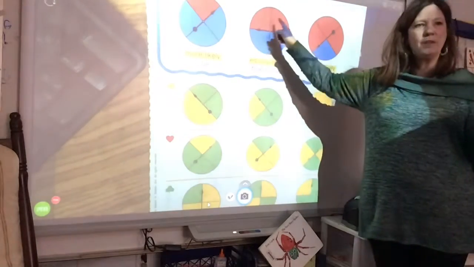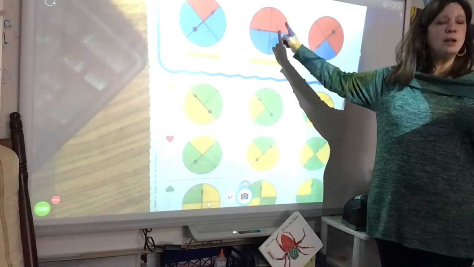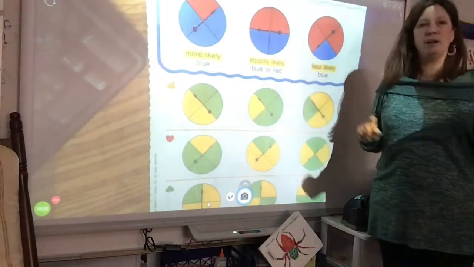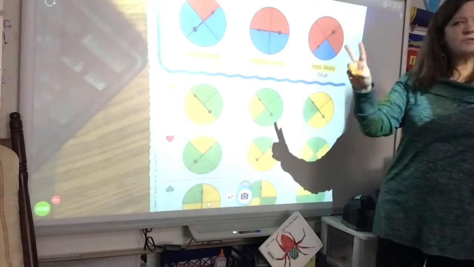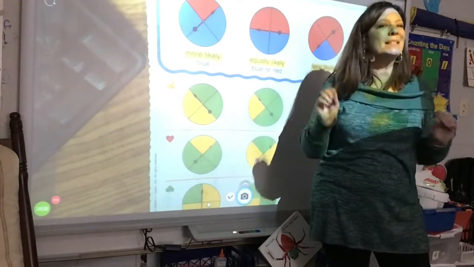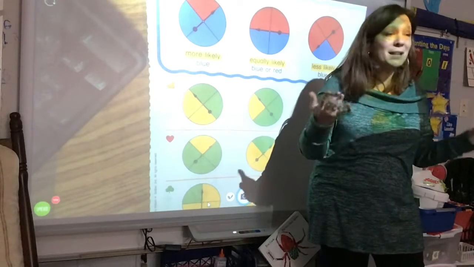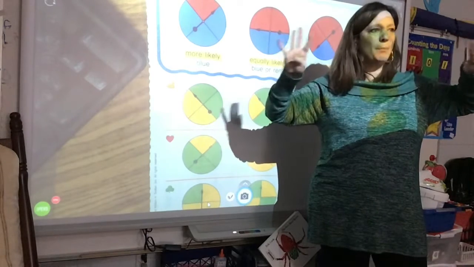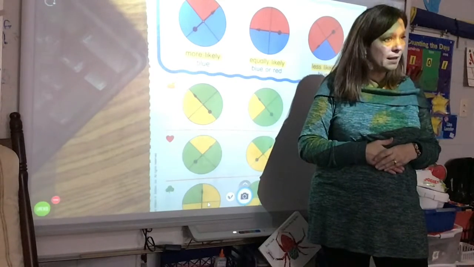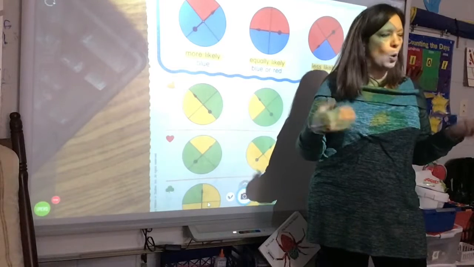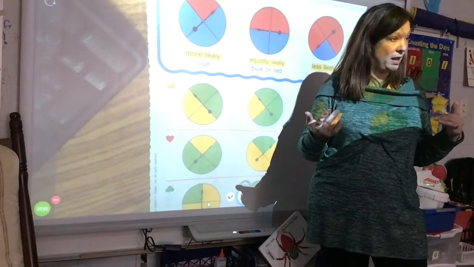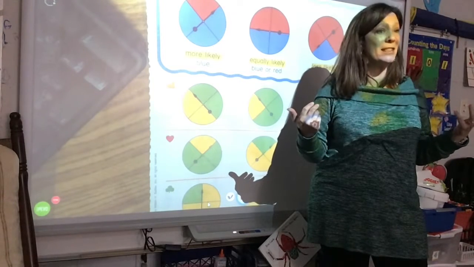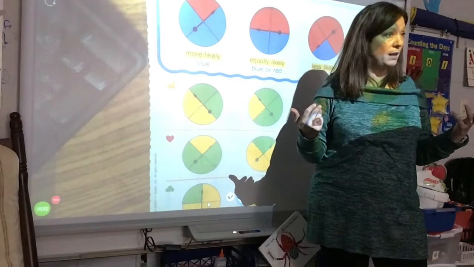Now, let's look at this middle one here. How many reds are there? Two. How many blues are there? Two. So if I have two and I have two, that means I am equally likely because it's the same number. If I have 4 and 4, it's the same number. So I would be equally likely to spin one or the other. I might spin a red or I might spin a blue. I have a chance of doing either on that one. Do you understand that? Yes.